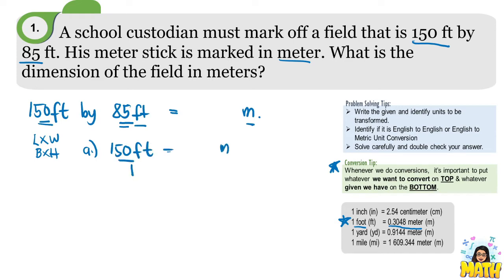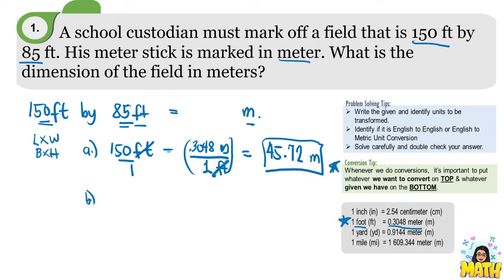So this one is over 1. Multiply it to the conversion meters and feet. We have 0.3048 meters in 1 foot. Again, we make a fraction wherein nasa top yung gusto nating i-convert at nasa bottom naman yung given, which is the feet. So we can easily cancel this. 150 times 0.3048 meters, that will be 45.72 meters. Okay?